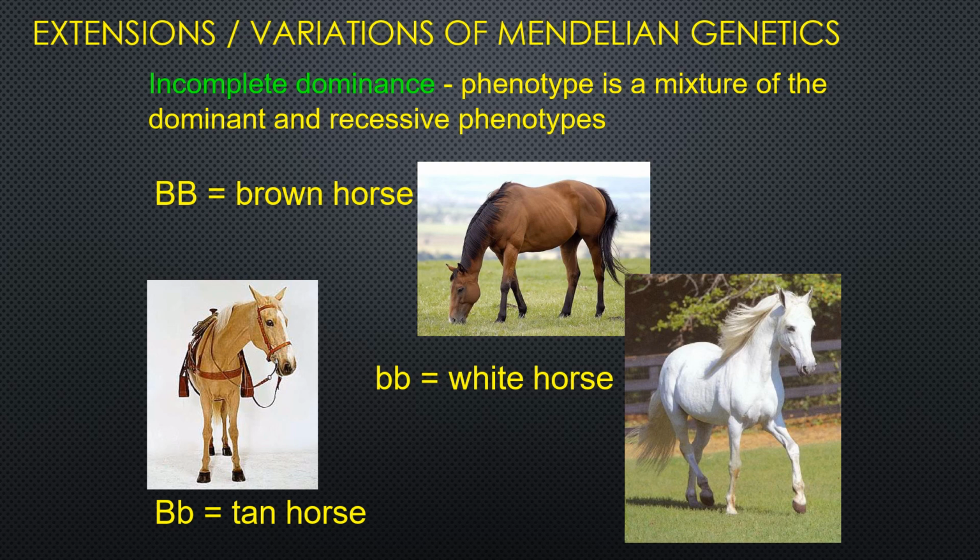So this means that, for instance, for our dark brown horse here, the dominant gene is the capital B, and so if we have 2 of those, we're going to have a dark brown horse. And then by nature, the recessive trait is a white horse, so lowercase b, lowercase b. But when we have a heterozygous, capital B, lowercase b, we wind up with a tan horse. So incomplete dominance, a mixture of the 2.